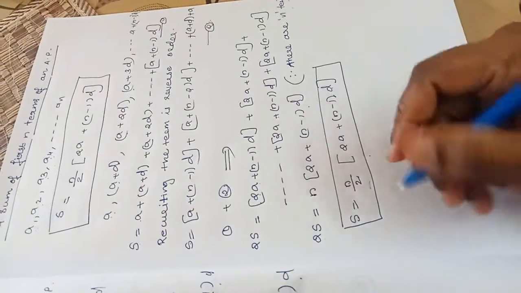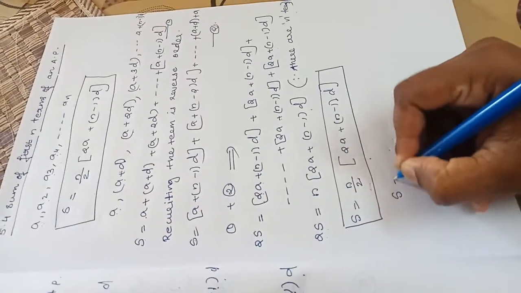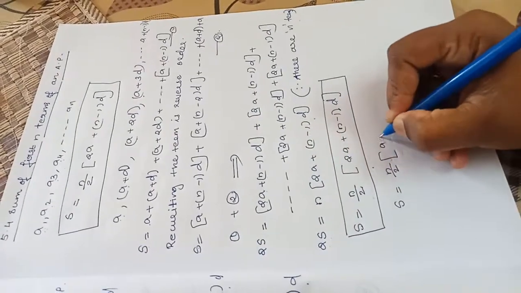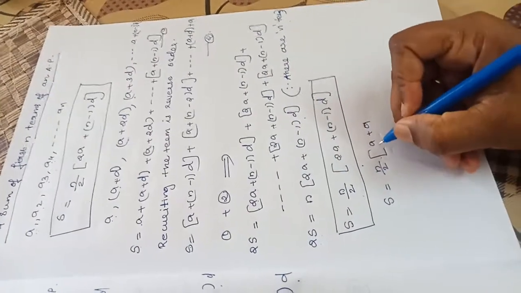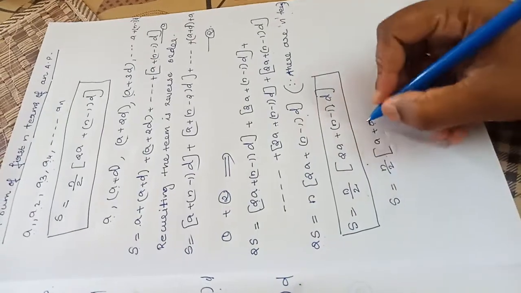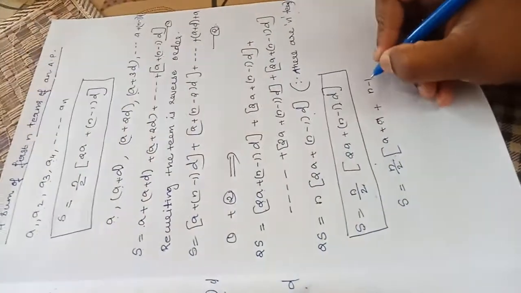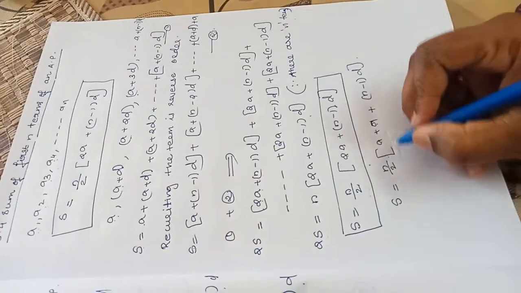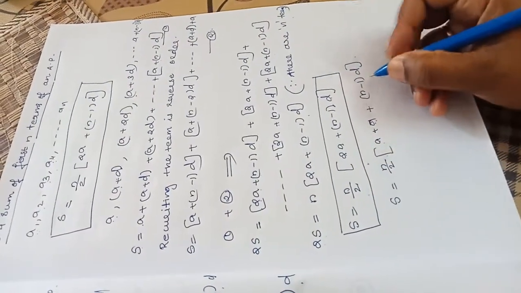Okay, again I am rewriting the equation. One more equation you can apply. n by 2 into, this is 2a, correct? That means a plus a, 2 times adding a. a plus a is equal to 2a. Again the remaining term I am writing as n minus 1 into d. Correct? So a plus n minus 1 into d.